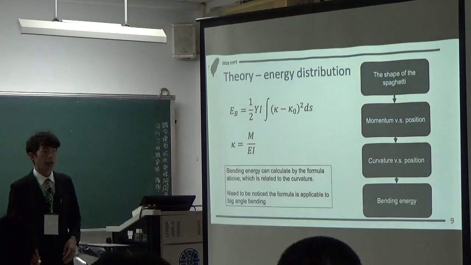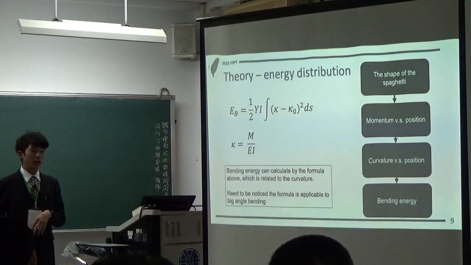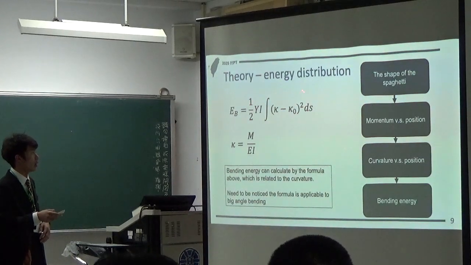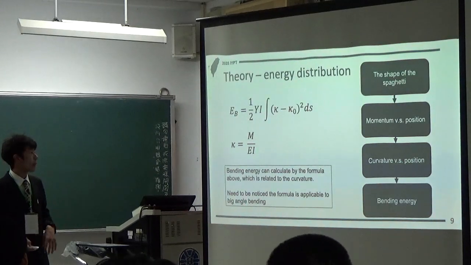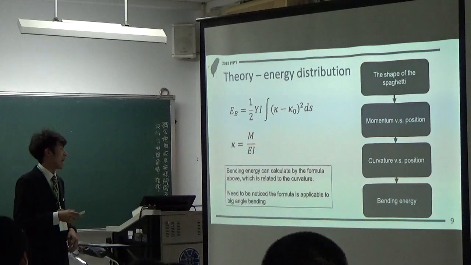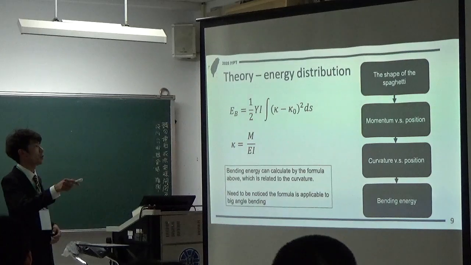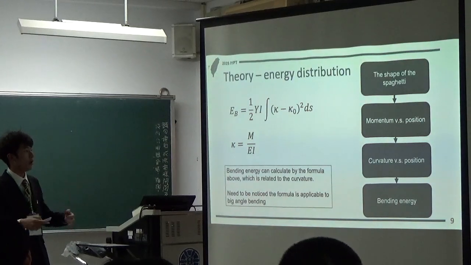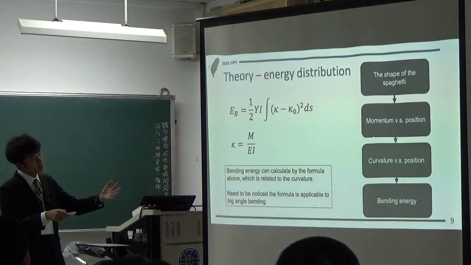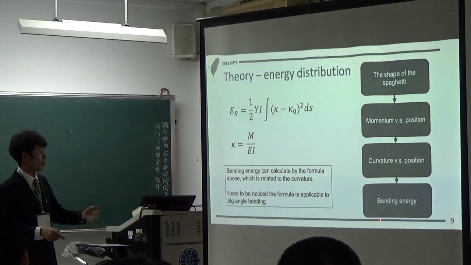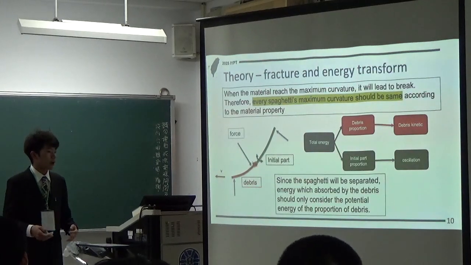Next is how we calculate the energy distribution. If we want to calculate the bending energy, we need to use this formula, and it should be noticed that it is applicable to small-angle bending. Then we also have a relation between bending moment and curvature. So our goal is: if we know the shape of the spaghetti, we will know the moment at each position. If we know the moment, we know the curvature. If we know the curvature, we know the bending energy.